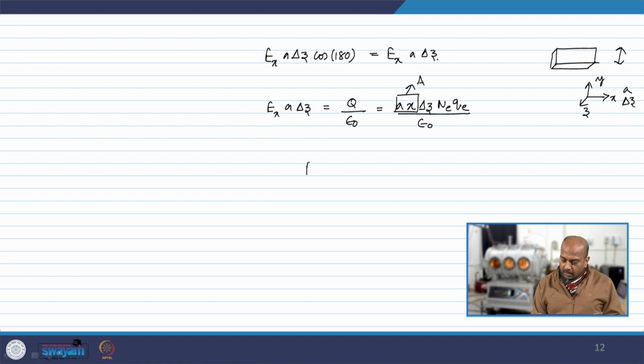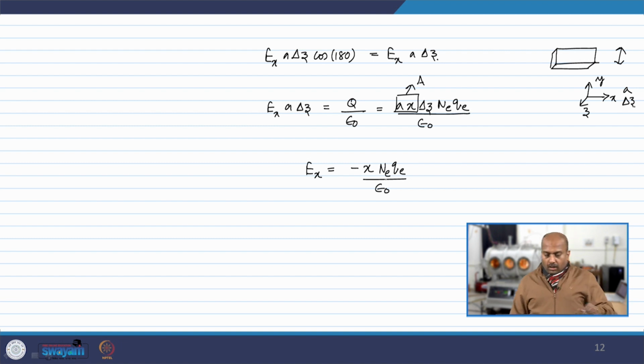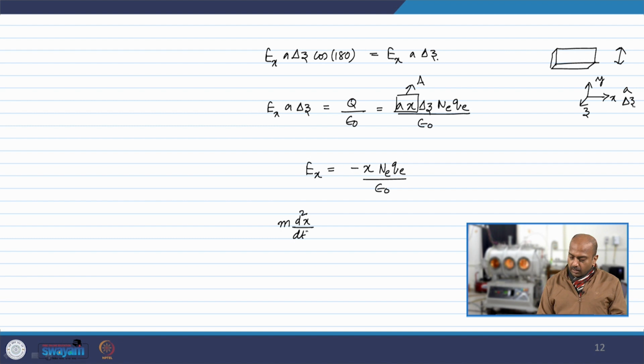So, now we can write Ex, the electric field magnitude, as minus x times Ne Qe divided by epsilon naught. Now, we can use this in the force equation, which is m d square x by dt square is equal to minus Qe times x Ne Qe by epsilon naught.